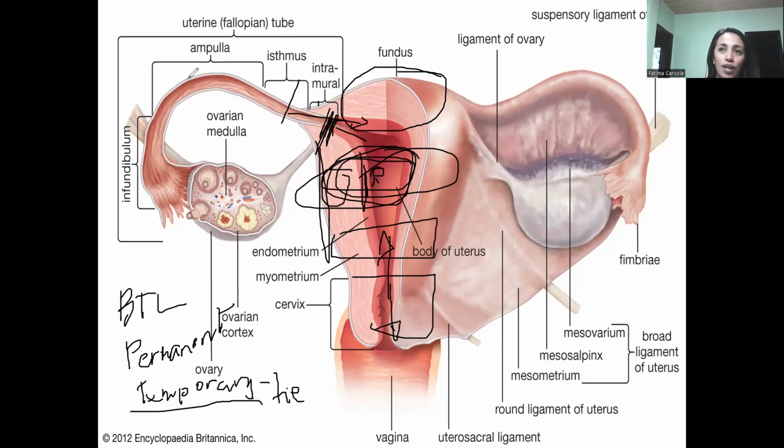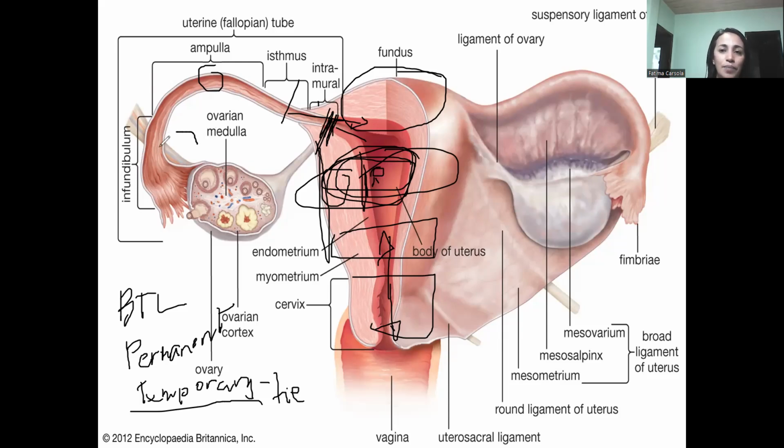We also have here the ampulla. The ampulla is the site for fertilization. It is where your ovum meets the sperm and will now temporarily become the zygote. So the ampulla is the site for fertilization and the uterus is the site for implantation.